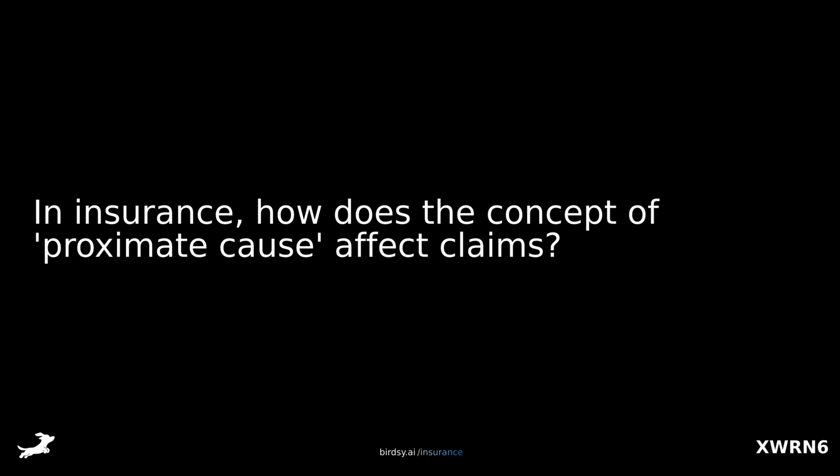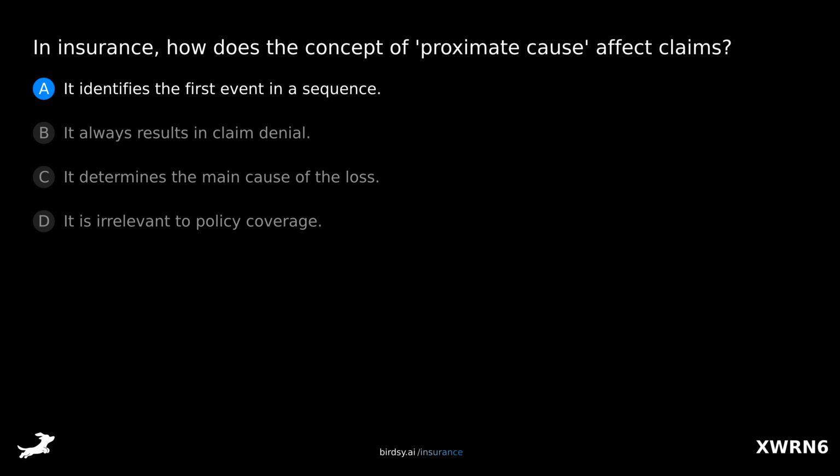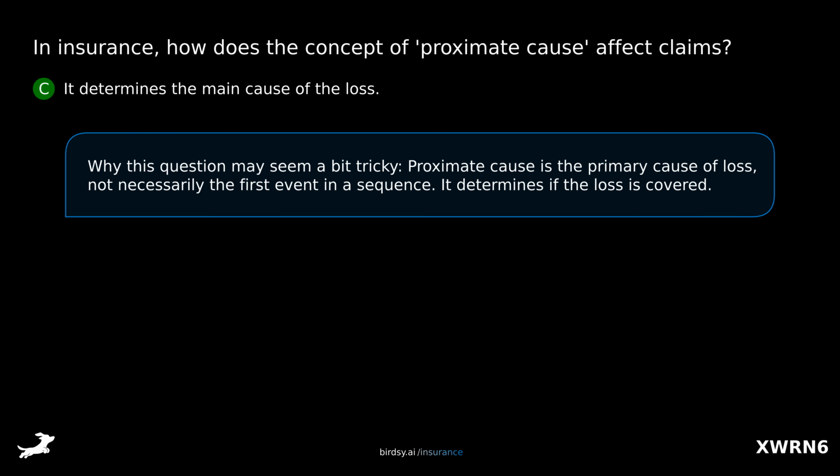In insurance, how does the concept of proximate cause affect claims? Is it A, it identifies the first event in a sequence, B, it always results in claim denial, C, it determines the main cause of the loss, or D, it is irrelevant to policy coverage? The answer is C. It determines the main cause of the loss. Why this question may seem a bit tricky. Proximate cause is the primary cause of loss, not necessarily the first event in a sequence. It determines if the loss is covered.